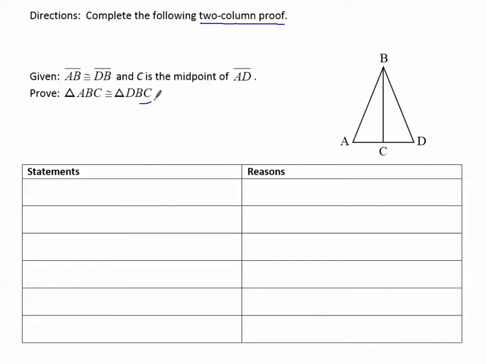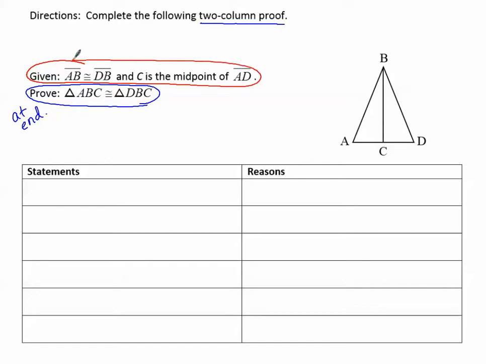Now, what we are trying to prove, we remember, always goes at the end. That's the last part of our proof. That's what we're trying to show is true. And what we have at the beginning is the stuff that's given. Use what's given at the beginning.